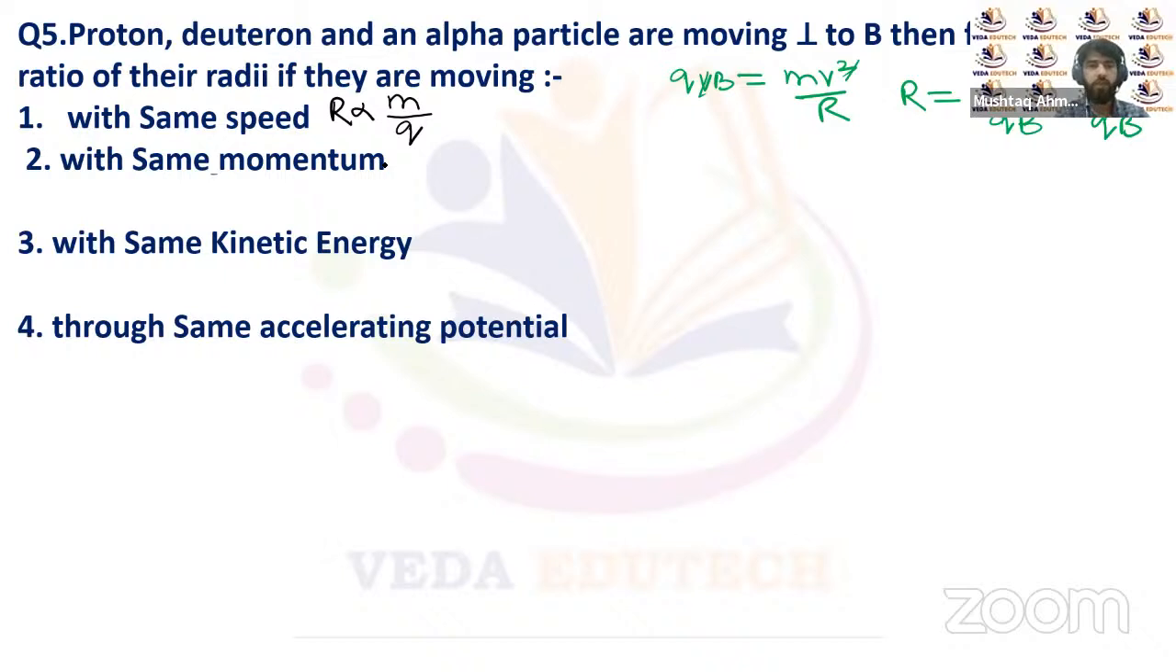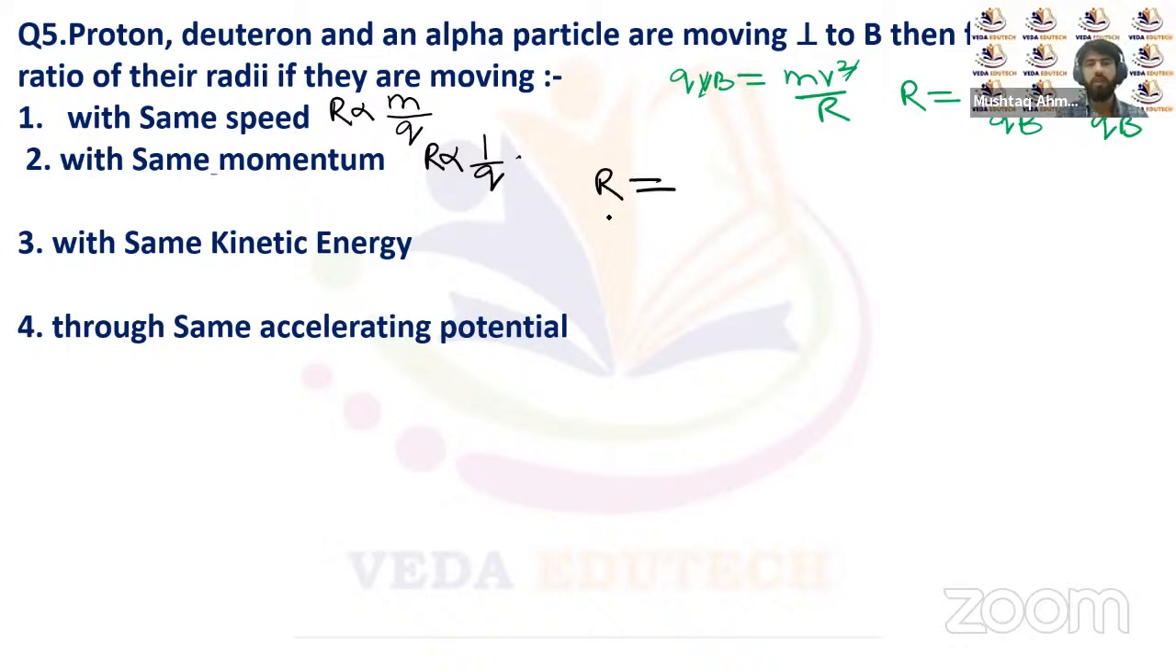So with the same speed, the radius will be proportional to m by q. With the same momentum, the radius will be inversely proportional to the charge, right? Since the magnetic field is also constant and the momentum is the same, R will be inversely proportional to the charge. Now talking about the kinetic energy, we can write this radius in terms of the kinetic energy as well.